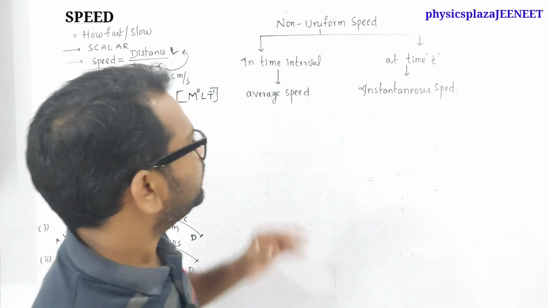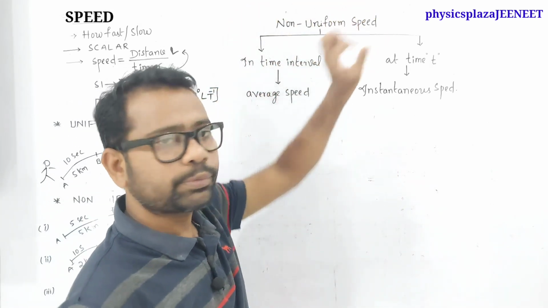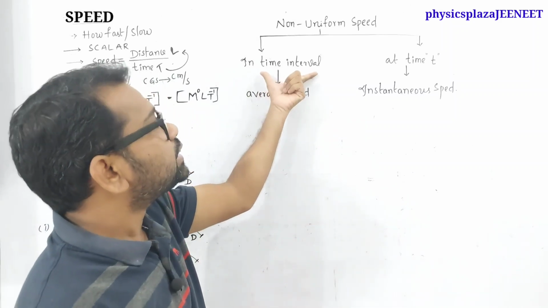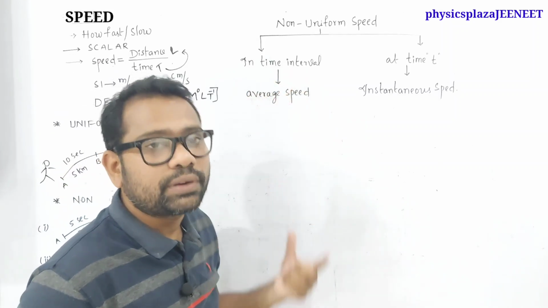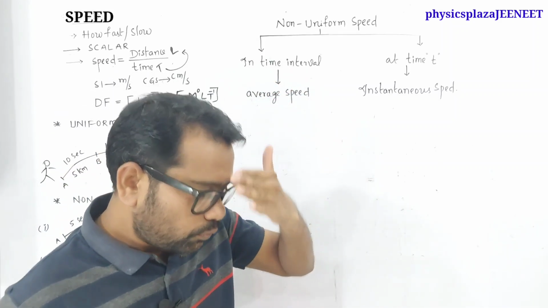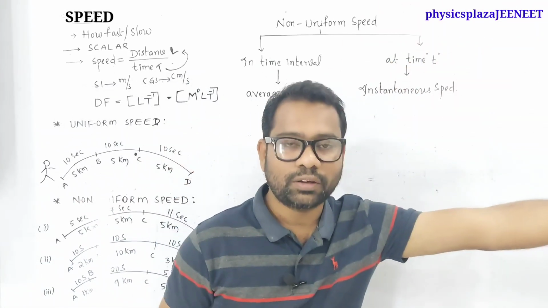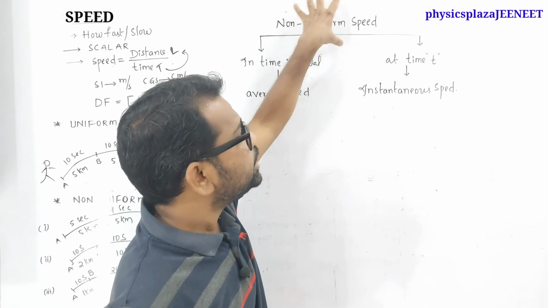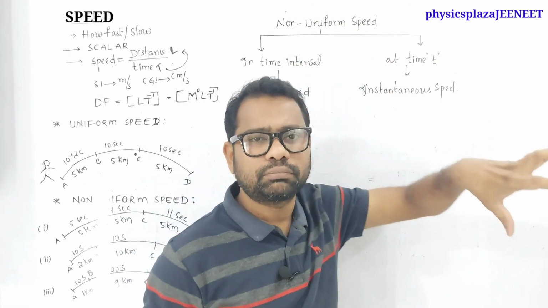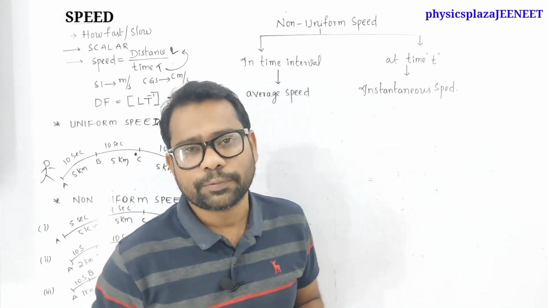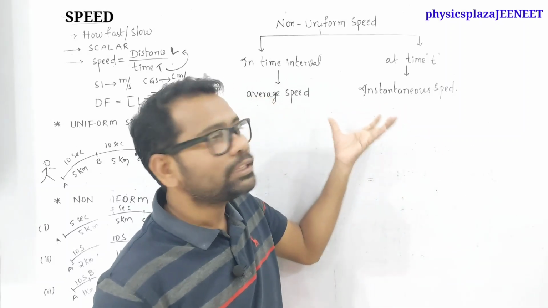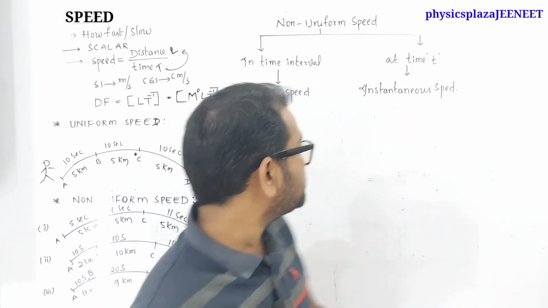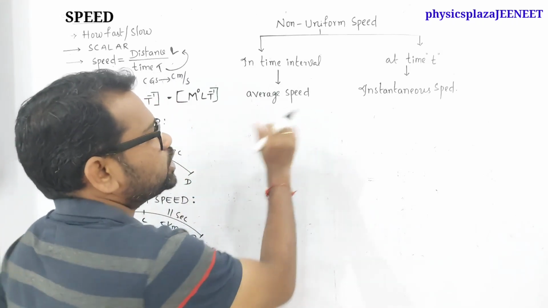Look here, children. If any object is going with a non-uniform speed, you can talk about the speed of the object in a given time interval, like 1 o'clock to 3 o'clock. But otherwise, you can talk about the speed of an object at that time only, which is what we actually want. If I say it like this, you may not understand. We will discuss in detail, don't worry. First, let us concentrate on the average speed.